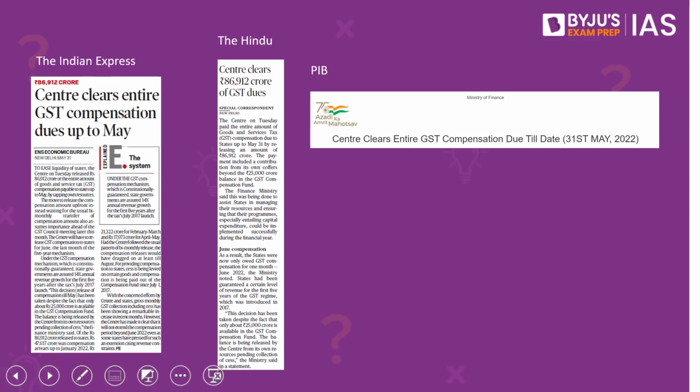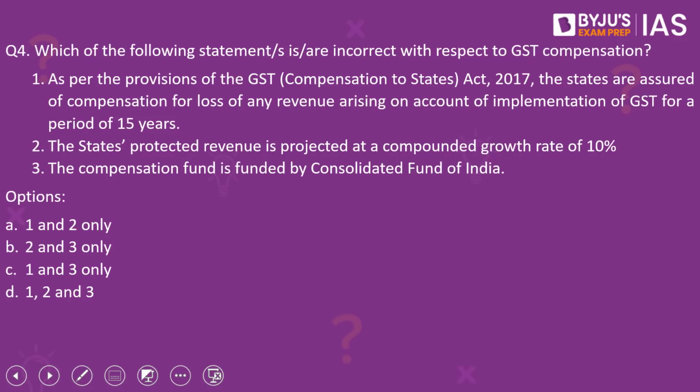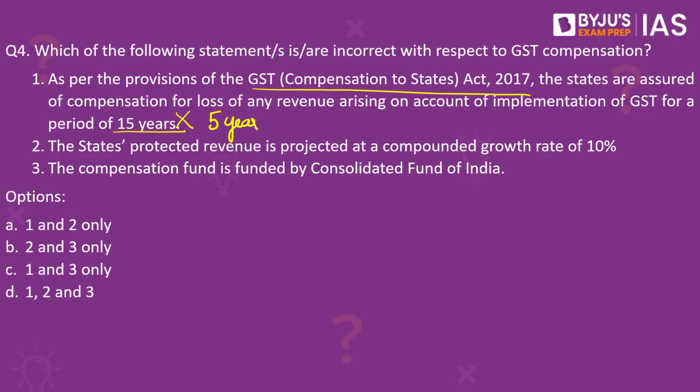Let's understand the context. These articles from the Indian Express, the Hindu and the PIB note the union government having cleared the entire GST compensation due to the states up till May 2022. Coming back to the question. Please note, as per the GST Compensation to States Act 2017, the states are assured of compensation for loss of any revenue. However, this is not for a period of 15 years, but for a period of 5 years. So, it is valid from 2017 to 2022.